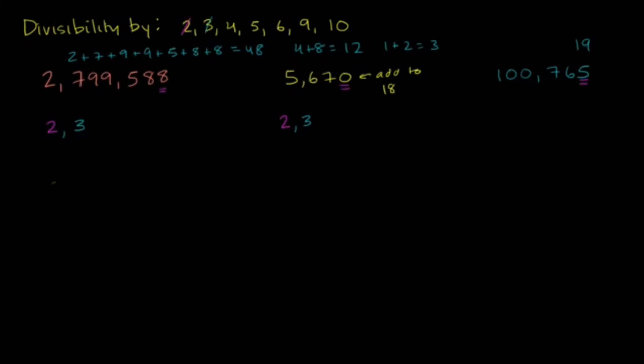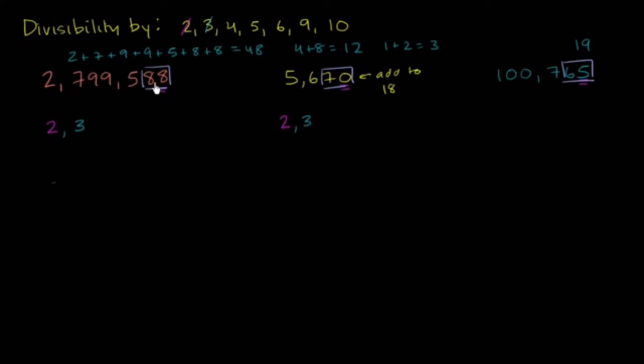Let's try 4. To think about 4, you just have to look at the last two digits, and see, are the last two digits divisible by 4? Immediately, you can look at this one right over here. It's an odd number. If it's not going to be divisible by 2, it's definitely not going to be divisible by 4. So this one's not divisible by any of these first few numbers right over here.